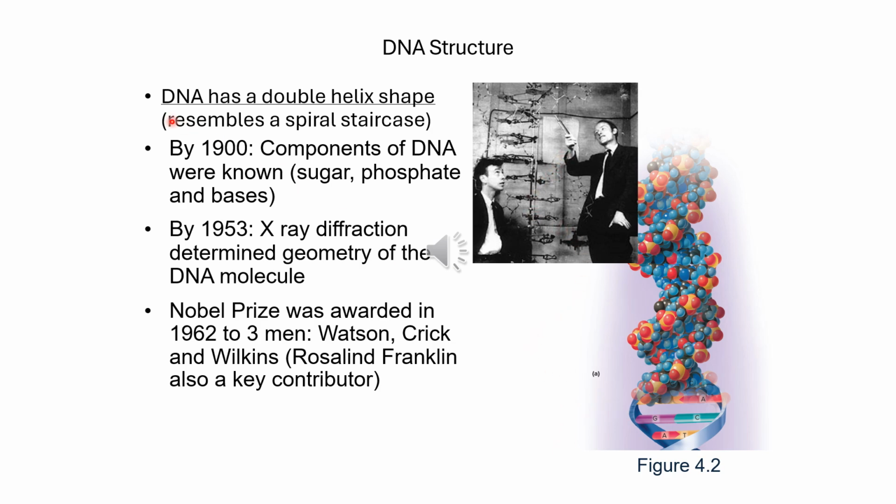The structure of DNA was discovered in 1953, but as early as 1900, the components of DNA were known. We knew that it was made of a sugar, phosphate, and a nitrogenous base, but it was only in 1953 that the structure was discovered. This was discovered by Watson and Crick, who proved that DNA had a double helix shape. Double helix means that it resembles a staircase, which you can see on the right side. This is the structure of the DNA.